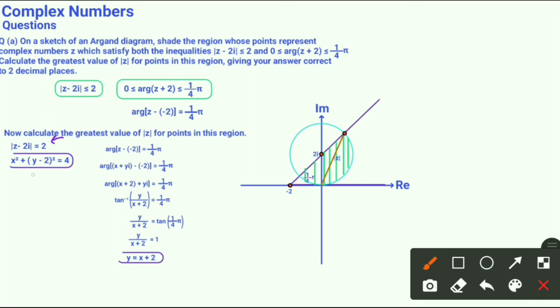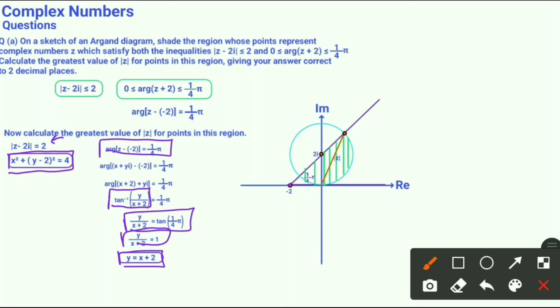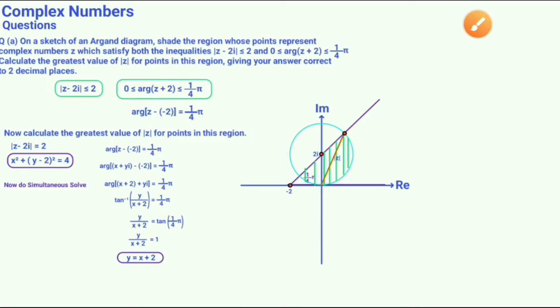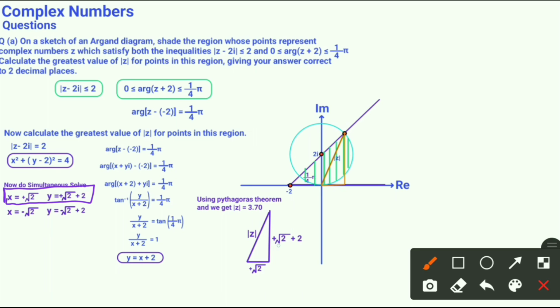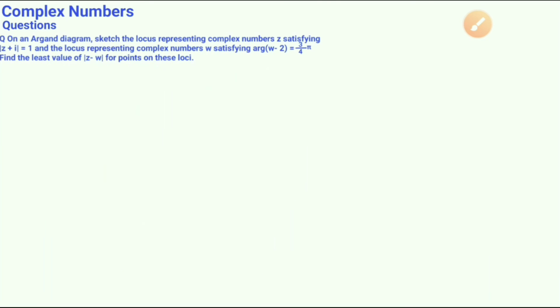Okay, so what's happening in here? We have this equation of a circle, we simplify this and we got this equation. Then as for this one, 2, this is the equation of a line. Doing the simultaneous solve, we can find the points of this one. So the points were these, y and x, and then doing Pythagoras theorem, you got this. This is the answer. Okay.